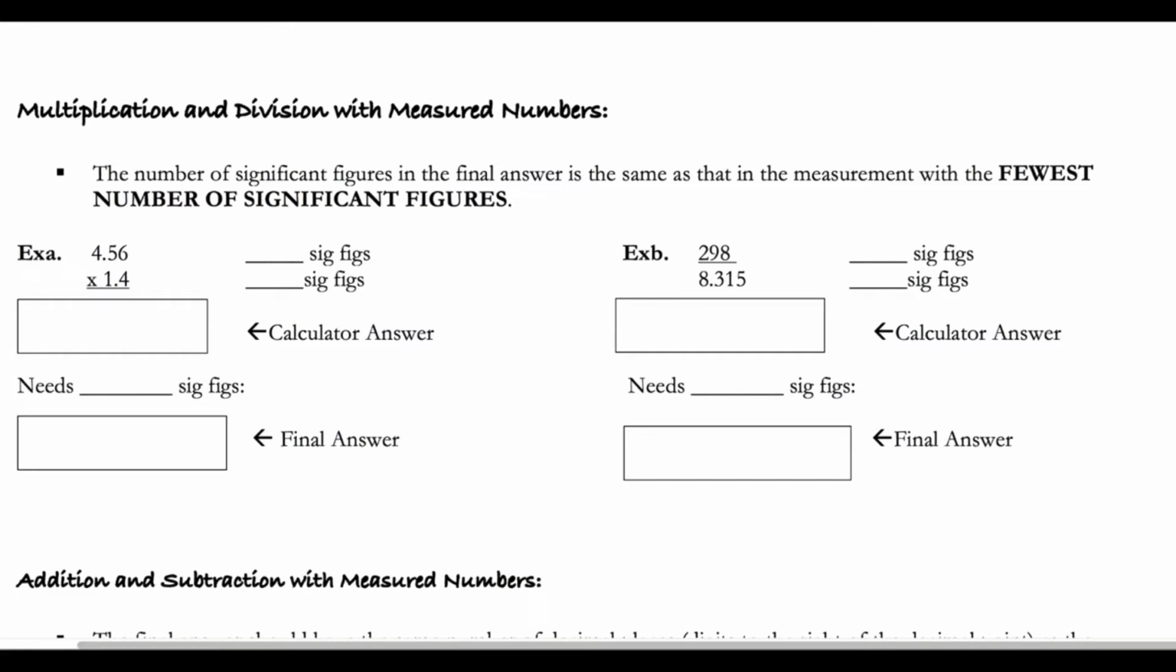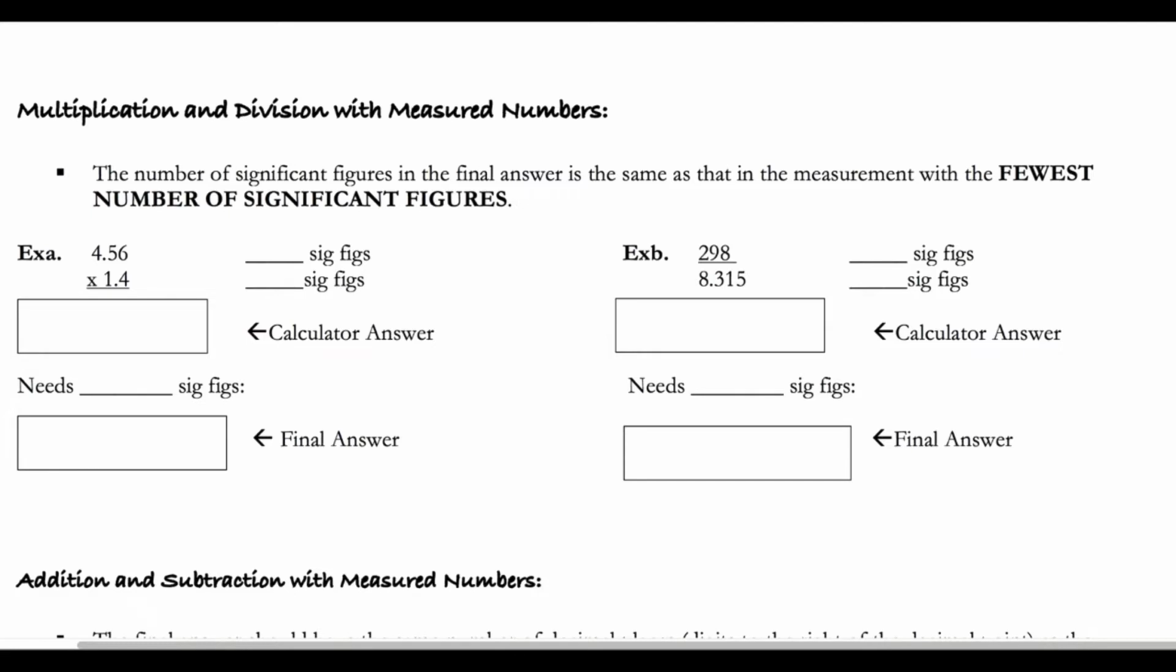So if I'm dealing with multiplication and division, what I'll do is actually complete the multiplication, and then I'm going to round my final answer to the number of significant figures of the measurement that has the fewest number of sig figs. So whichever number has the fewest number of significant figures, that number of significant figures is what I'm going to round my final answer to. And this applies to multiplication and to division. So to make this make sense, let's actually look at a couple of examples.